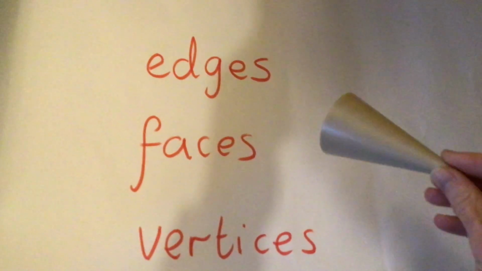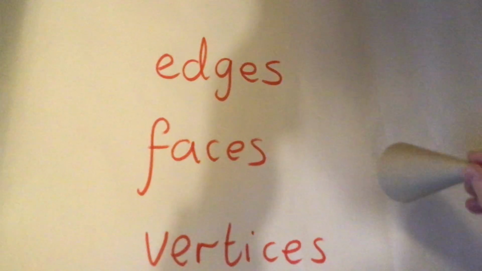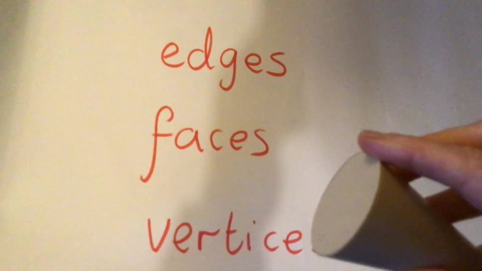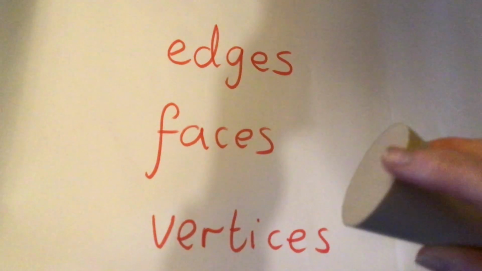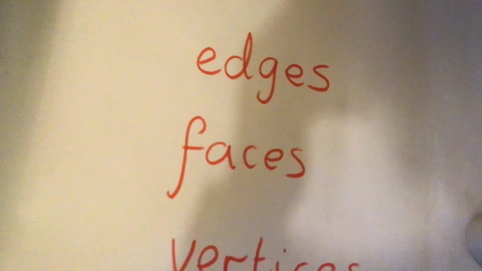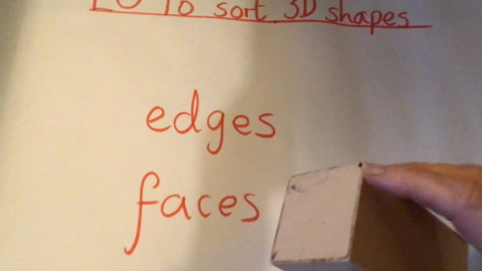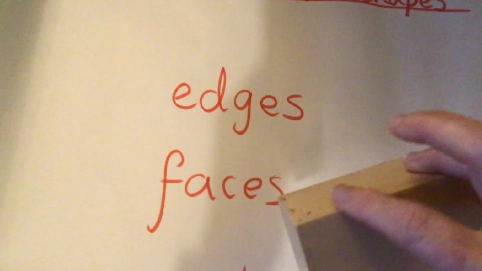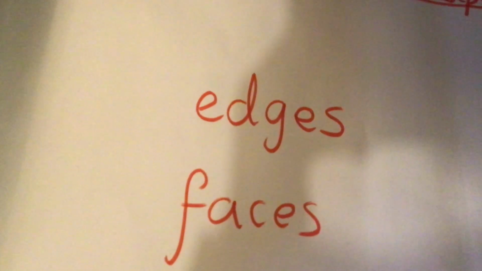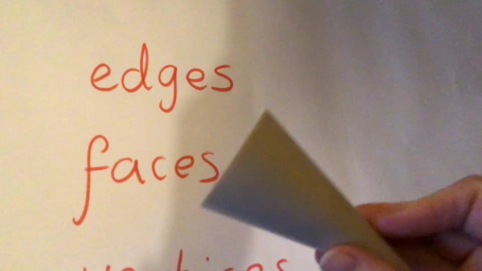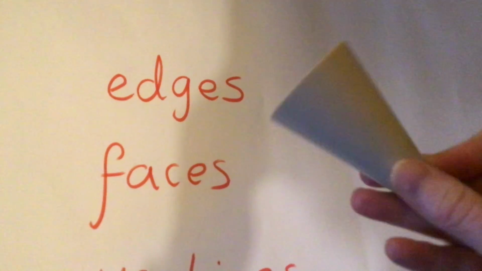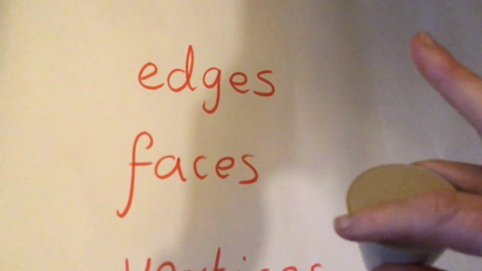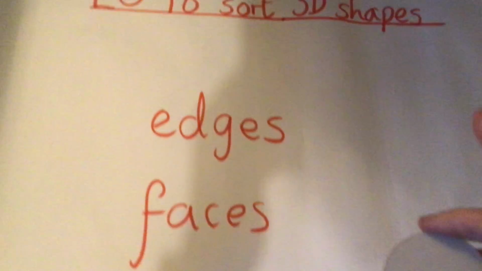Okay, now let's think first of all about the edges. The edges is the bit that you can put your finger round the edge of a shape where two of the faces meet. So that would be on there. On this shape, this would be the edge. This would be the edge. Okay, so on a cone, it's quite an interesting shape because it only has that one edge.